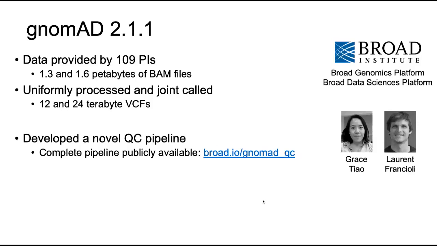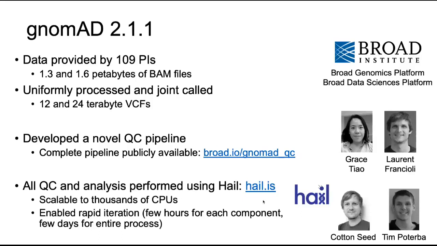All this QC and analysis was performed using Hail. For those who are more computationally minded in the crowd, I highly recommend using this to analyze or even just explore the data set, because it really does enable very fast, scalable computation. You can scale it on the cloud to thousands of CPUs relatively effortlessly, which for us was crucial because it enabled rapid iteration.